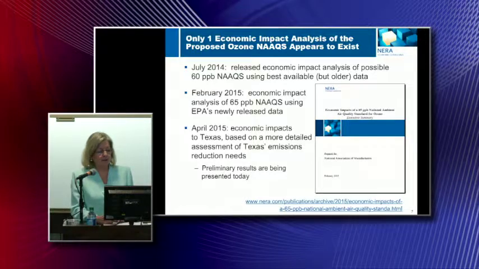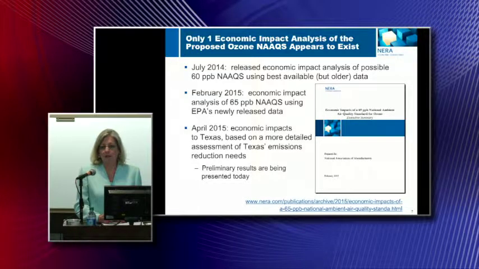We did an economic impact analysis at NERA. As Mr. Bloomberg mentioned, we did one in July of 2014 using older data that looked at the 60 ppb NAAQS. And then in February, not long after the EPA released all of its new data in a big tsunami of data files, we updated our analysis, and also because the proposal was now looking at a range only from 65 to 70, we decided to look at the 65 ppb to look at the worst case.